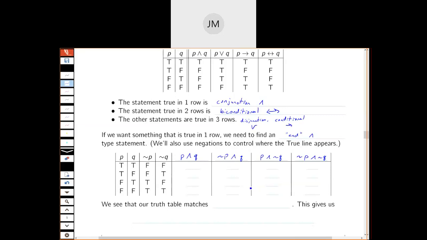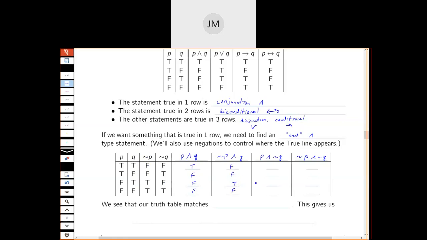Okay, so now let's fill out the truth values. Remember, the and statement will be true when they're both true and false otherwise. So here I have P true, Q true, so I get true, and then at least one false on the other three. Okay, now we're going to look at the not P and the Q columns. I have at least one false, both false, double true, and at least one false. So I get my true on this third row.